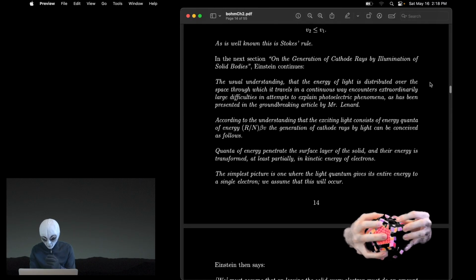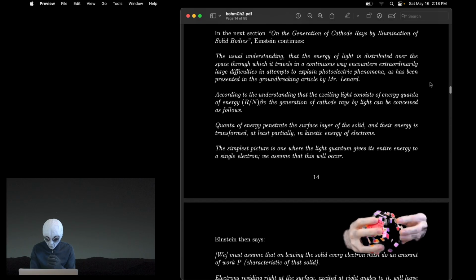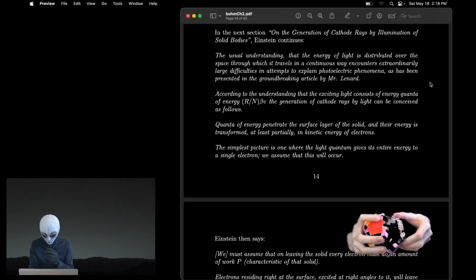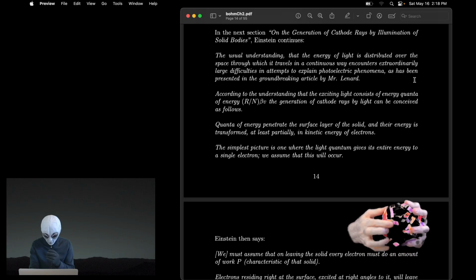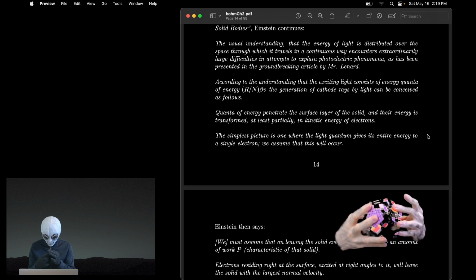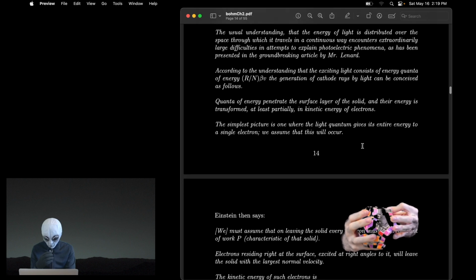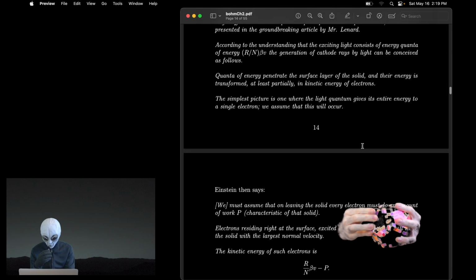In the next section, on the generation of cathode rays by illumination of solid bodies, Einstein continues, the usual understanding that the energy of light is distributed over the space through which it travels in a continuous way encounters extraordinarily large difficulties in attempts to explain photoelectric phenomena, as has been presented in the groundbreaking article by Mr. Lenard. According to the understanding that the exciting light consists of energy quanta of energy (R/N)βν, the generation of cathode rays by light can be conceived as follows.